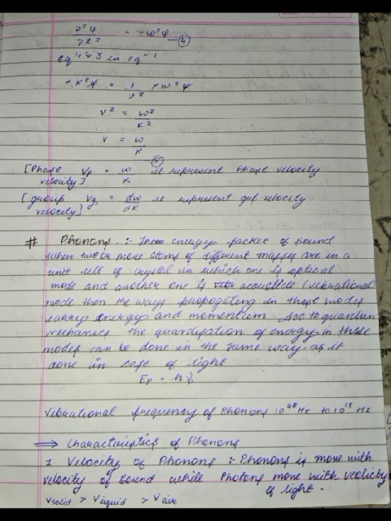The vibrational frequency of a phonon is 10 to the power 4 Hz to 10 to the power 3 Hz. Now the characteristics. The characteristic is the velocity of a phonon. A phonon moves with the velocity of sound, while a photon moves with the velocity of light. The velocity of sound in solid is greater than in liquid, and that is greater than in air.